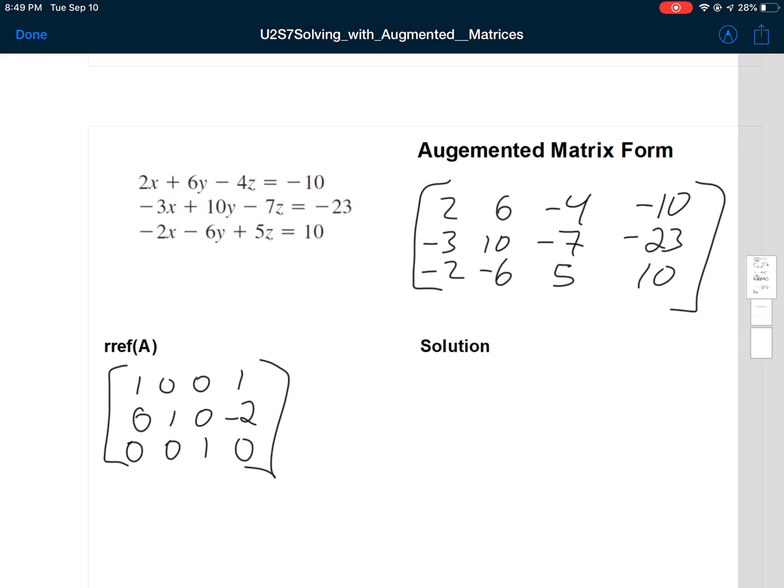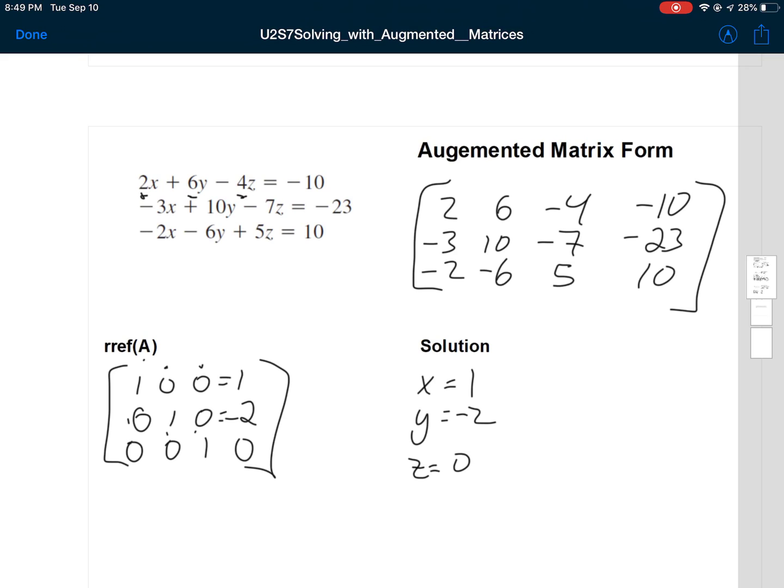So it means x, no y's, no z's equals 1, so x equals 1. No x's, 1 y, no z's equals -2, so y is -2. And no x, no y, 1 z is equal to 0. So my answer for x is 1, y is -2, and z is 0.